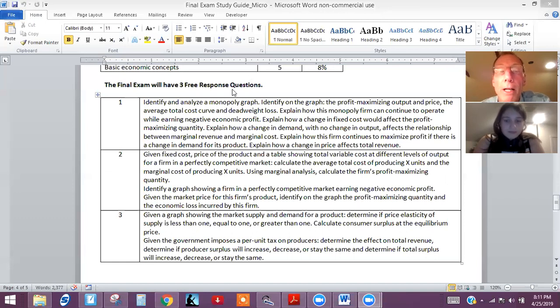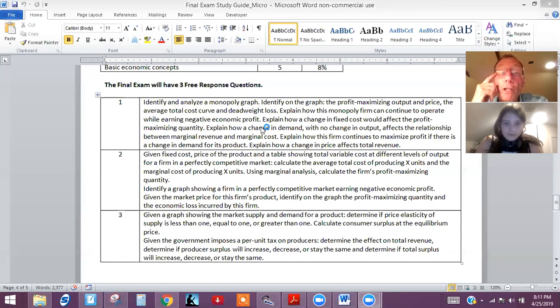This part right here where it says explain how this firm continues to maximize profit if there is a change in demand for its product. So this is a review, and I'm sure you spent a lot of time looking at, drawing, and studying monopoly graphs, but the way they asked is a little bit tricky. So I want to give you a little bit of help with that.